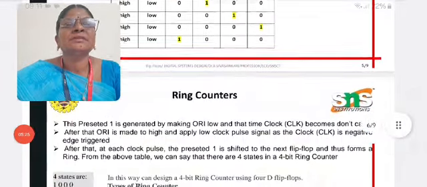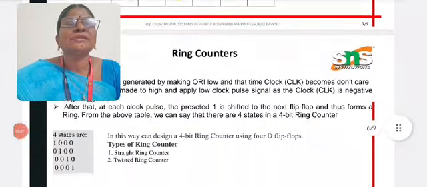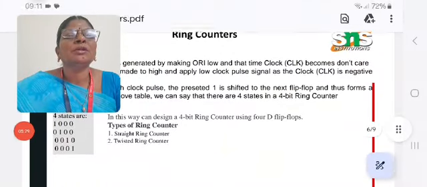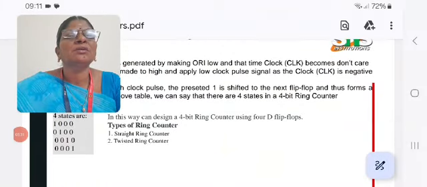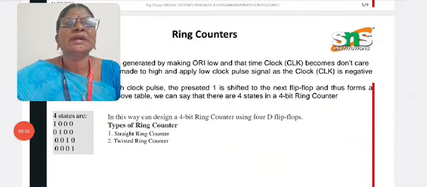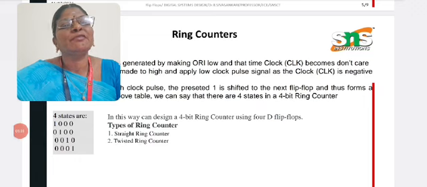Then the preset output is generated by making the overriding input low, and the clock becomes don't care. So in this way we can design a 4-bit ring counter using 4 D flip-flops.